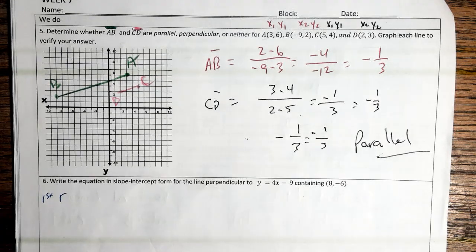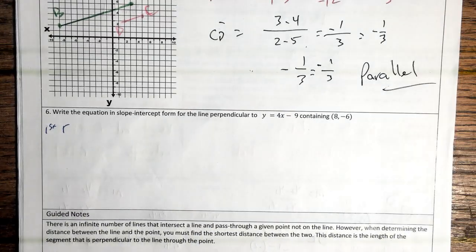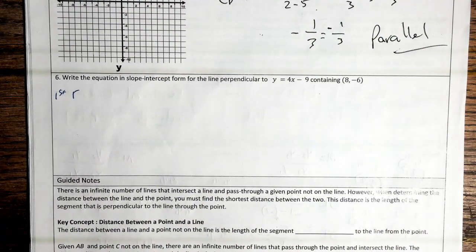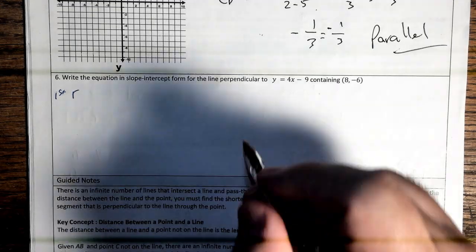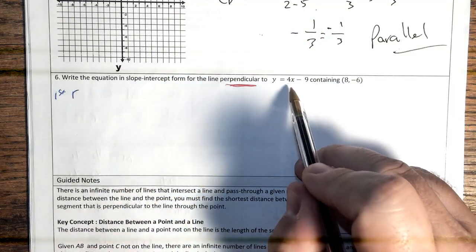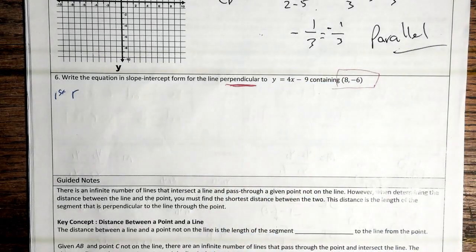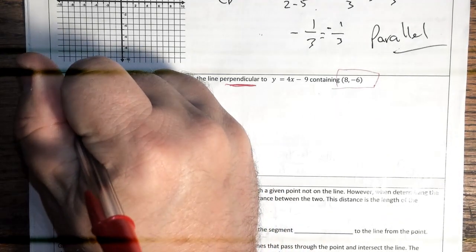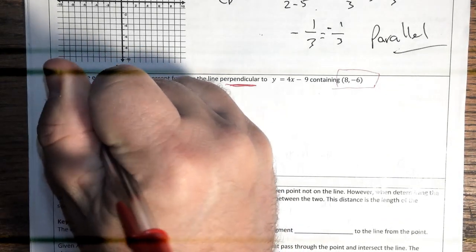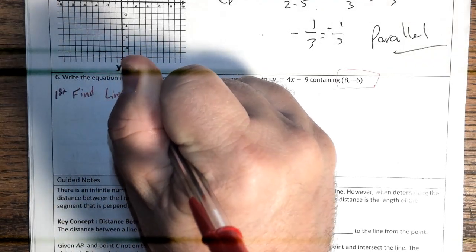Okay, scooting down to number 6. Also a we do, which means it's an I do. Write the equation in slope-intercept form for a line perpendicular to y equals 4x minus 9 containing point (8, -6). Okay, so first, and you see I got started early here. So first, we find the line that's perpendicular.